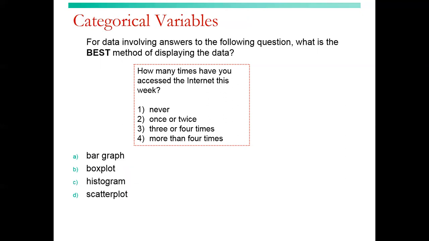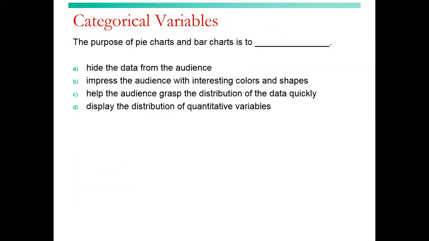For data involving answers to the following question, what is the best method of displaying the data? Again, we have categorical data. The only representation here for categorical data is the bar graph. The others would represent quantitative data. The purpose of pie chart and bar chart is to help the audience grasp the distribution of the data quickly.